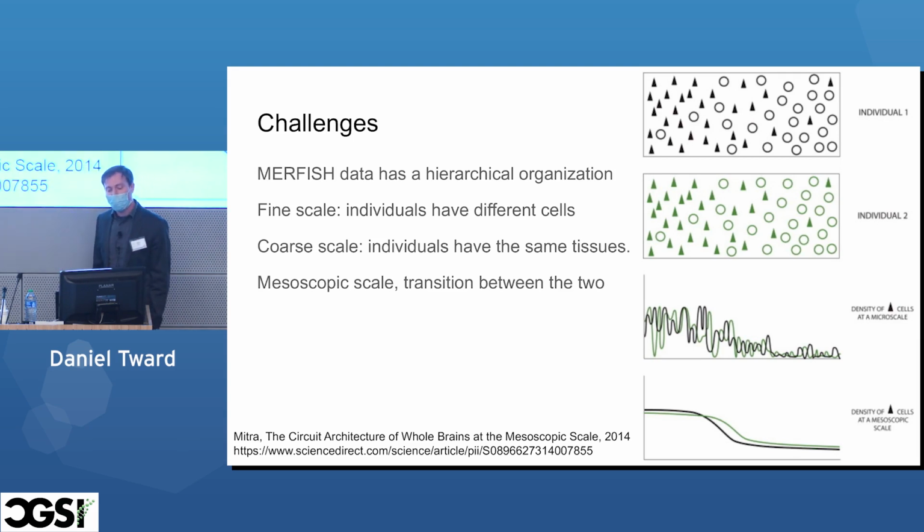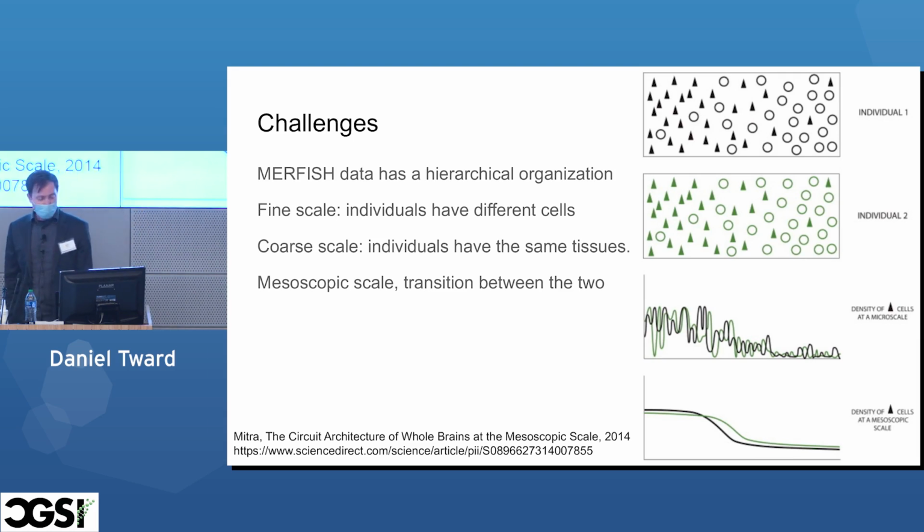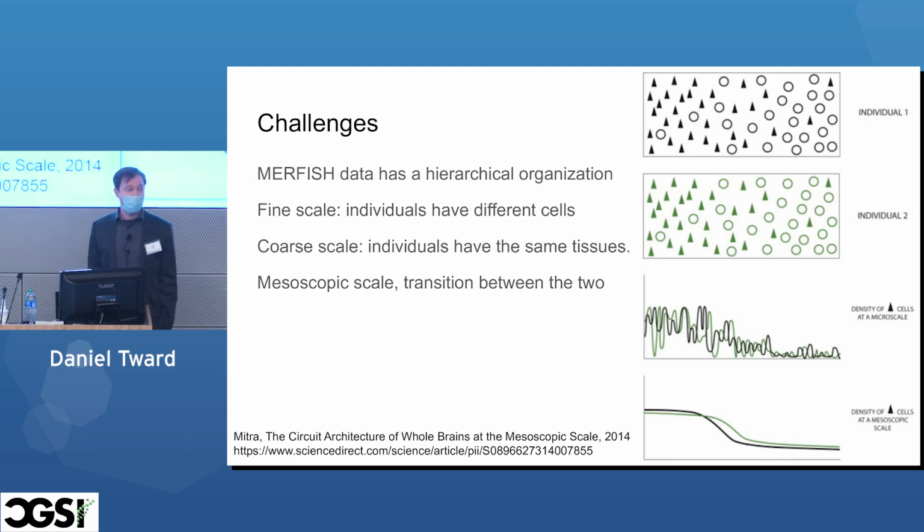However, at the coarse scale, as you zoom out, individuals, other than in the cases of pathology, have the same sets of tissues and the same sets of tissue compartments. And as we transition between these two resolutions from the very fine scales to the very coarse scales, we move to something called the mesoscopic scale. And this is a term which was put out by my colleague Partha Mitra a few years ago to kind of speak about at what scale it's meaningful to compare neurons in the brain.